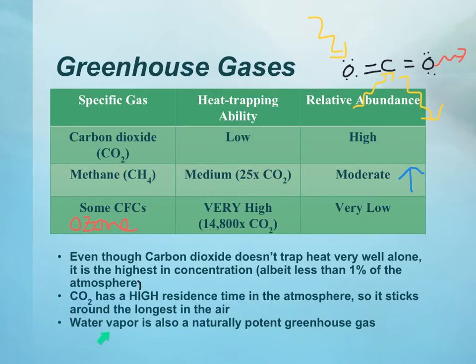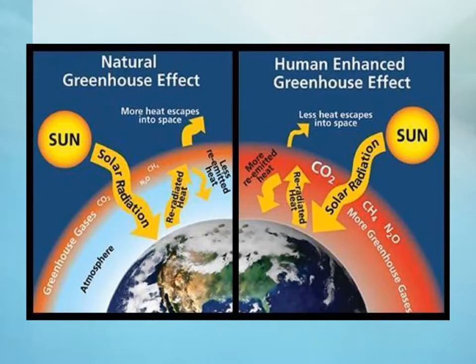The last thing on this slide is talking about how water vapor, which is of course H2O, is also a really good greenhouse gas. However, it's a natural one, so we don't really worry about it too much because it cycles on its own, and it's not something that we're having a significant effect on.